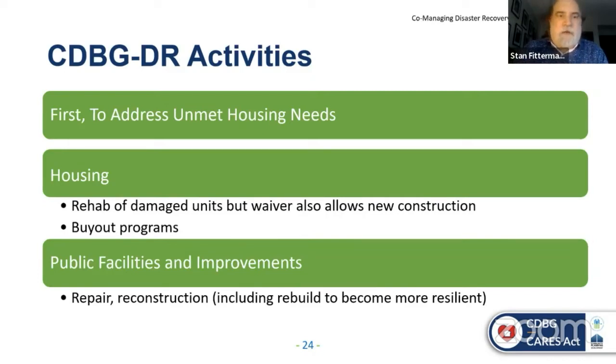So DR activities, as we said, foremost is to address unmet housing needs. Rehab of damaged units, and a waiver allows new construction. Buyout programs where you're actually buying out the home of the folks, usually at pre-storm value, and public facilities improvements, repair, reconstruction, and rebuilding to become more resilient.